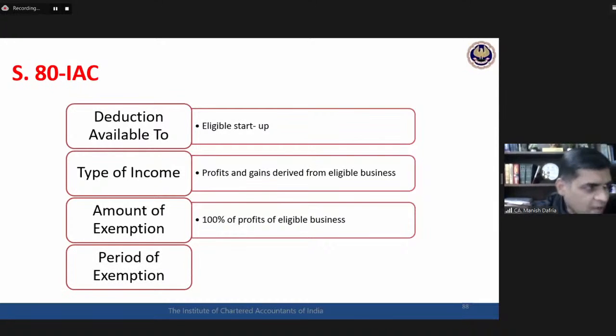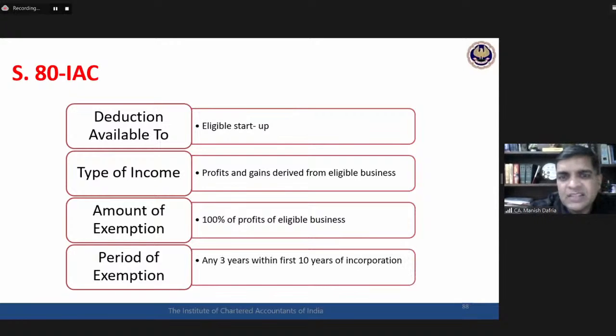Period of exemption. Now, this exemption is not available perennially. It is not available throughout the lifetime. All these payment-based deductions I can claim every year, except the higher education loan interest, which can be claimed only for 8 years. All other payment-based deductions I can keep on claiming year by year. This 80IAC is available only for a limited period of time. What is this period of exemption?